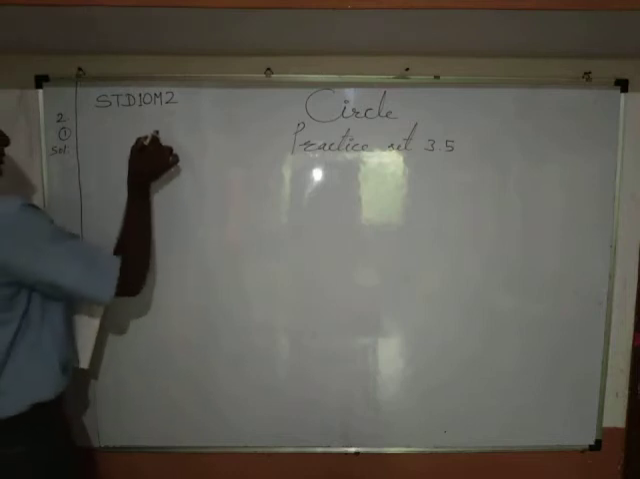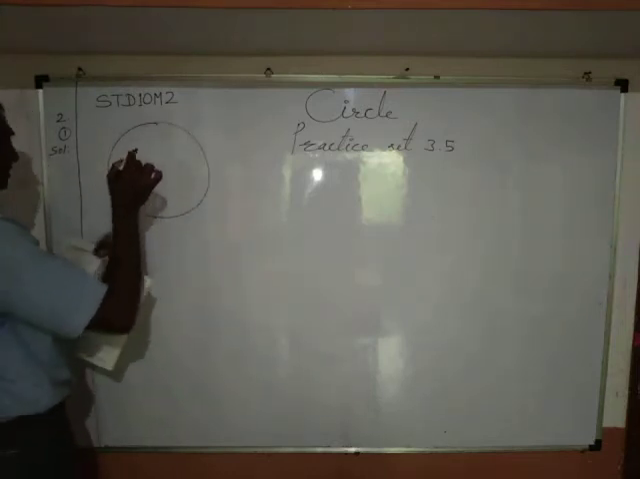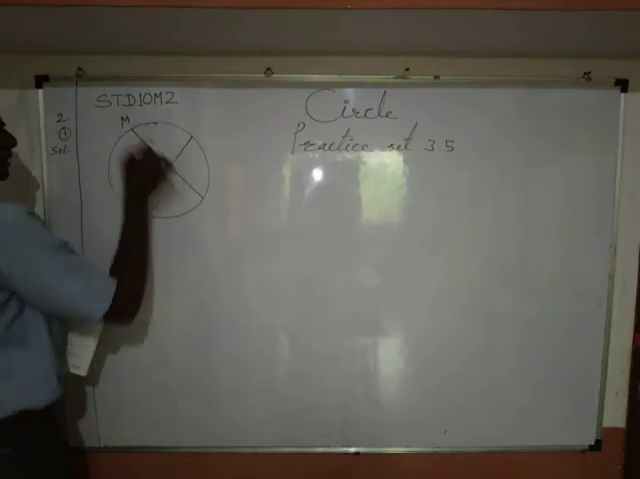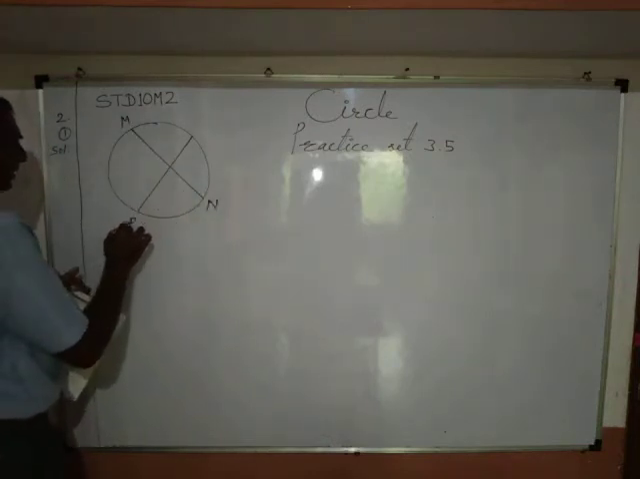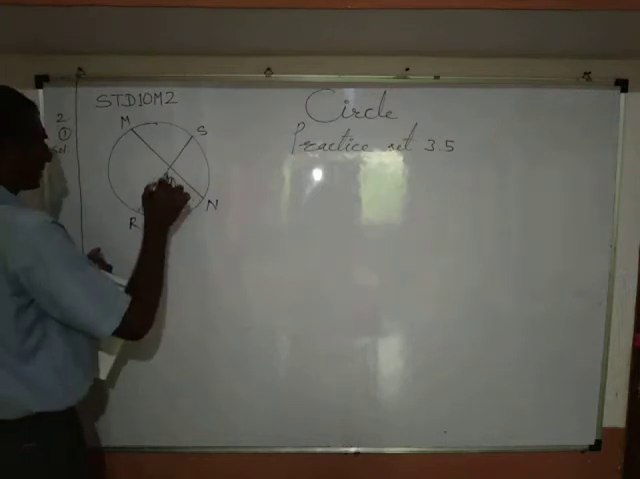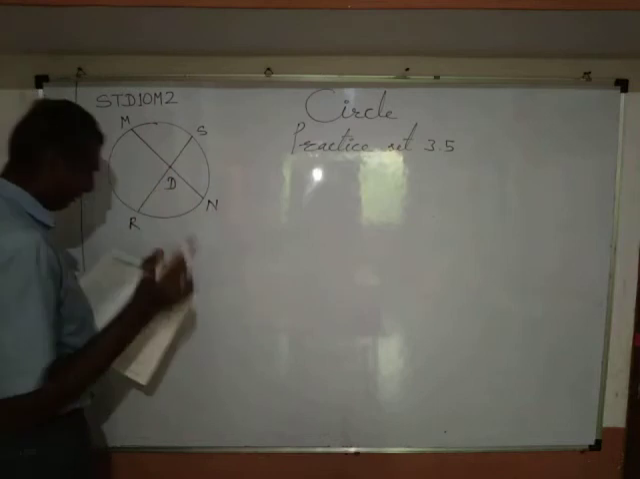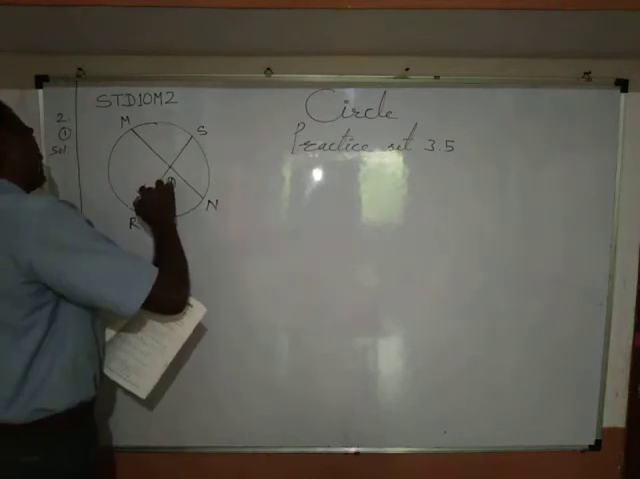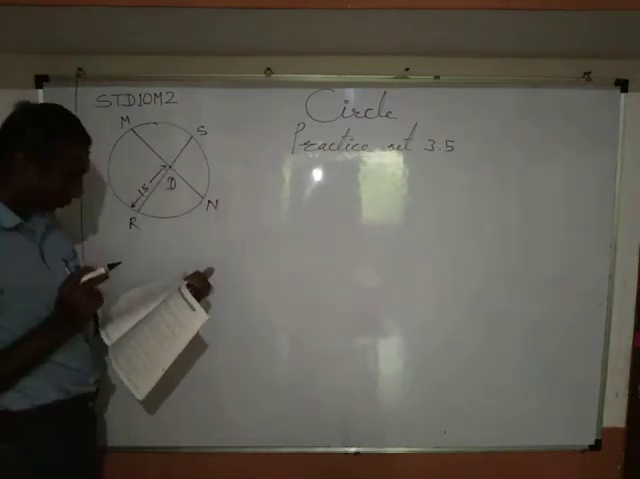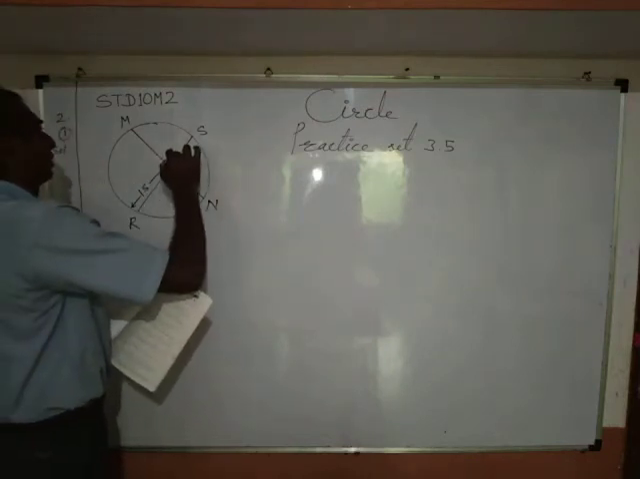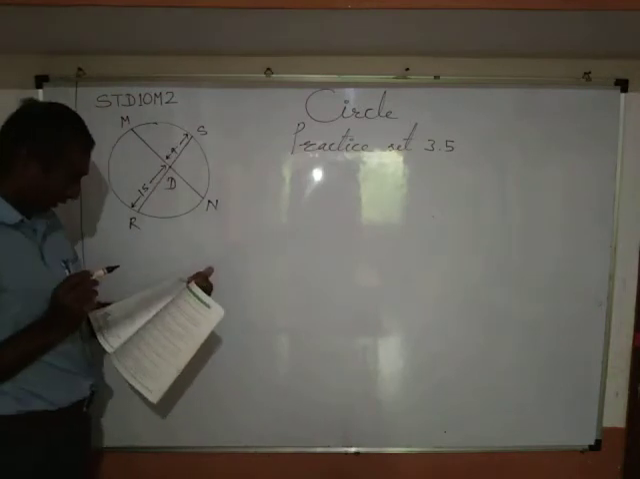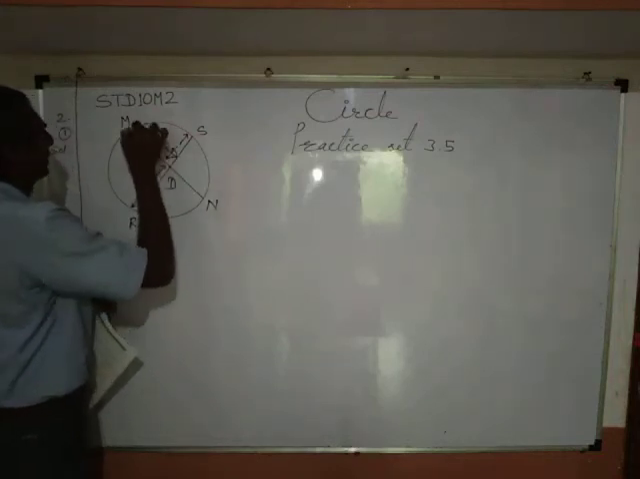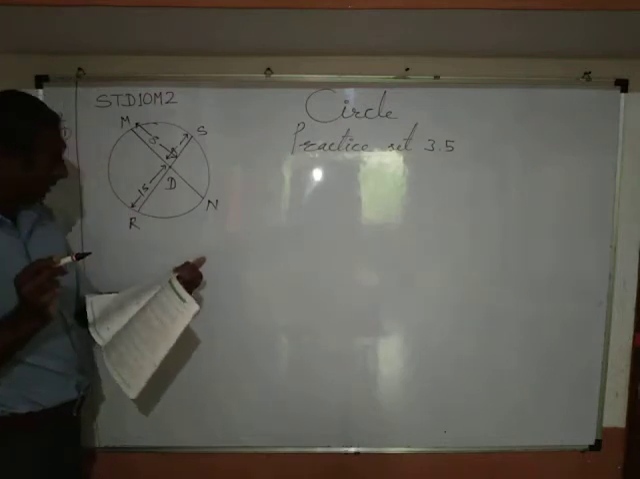Okay. In the figure, chords MN and RS intersect each other in point D such that the given information is RD equals 15, DS equals 4, MD equals 8. Okay. Find DN.